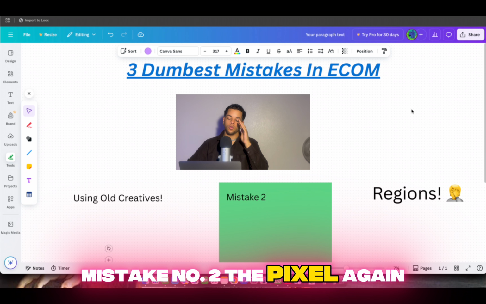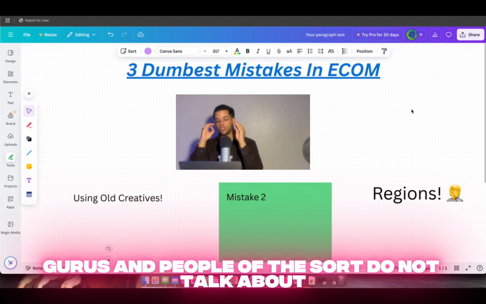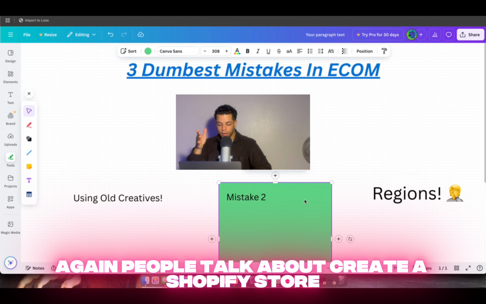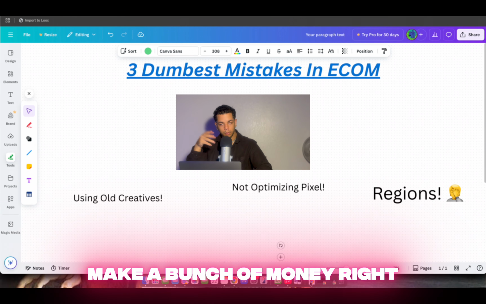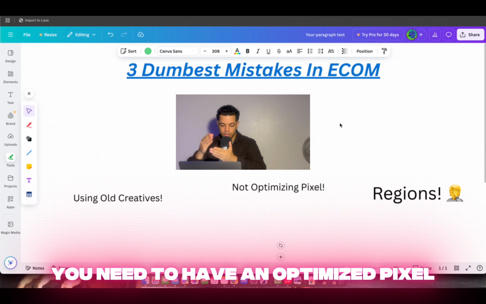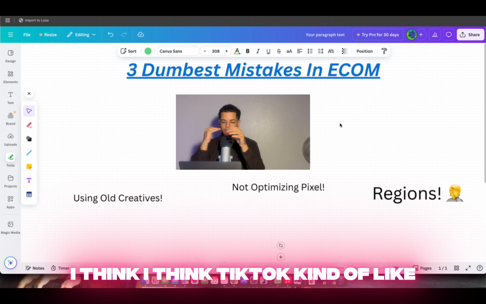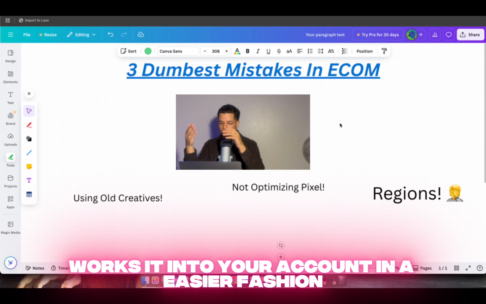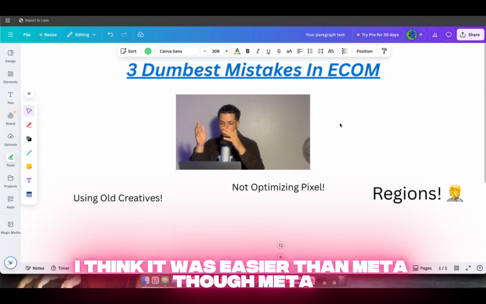Mistake number 2, the pixel. Again, this is another one gurus and people of the sort do not talk about. People talk about create a Shopify store, get a winning product, make a bunch of money, right? You need to have an optimized pixel. I know for TikTok, it's probably a little bit simpler. I think TikTok works it into your account in an easier fashion, more automatic. I haven't done it in a while, but I think it was easier than Meta though.